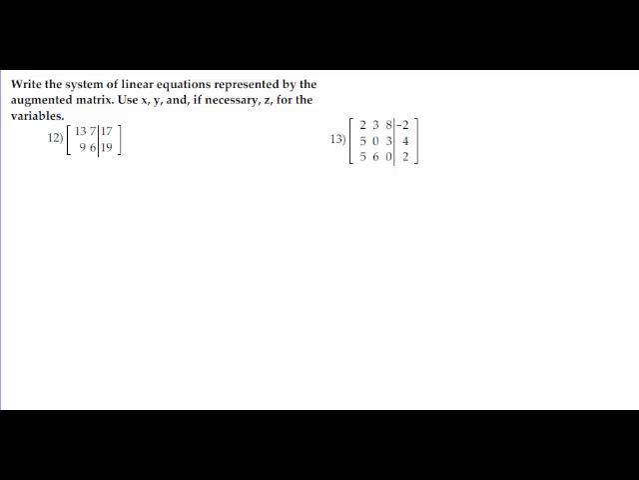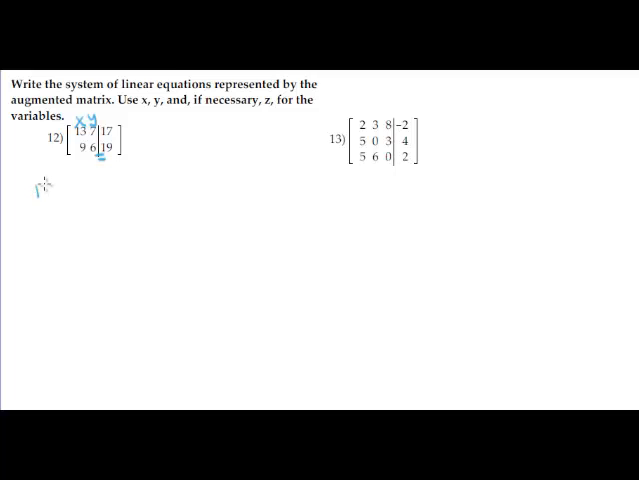Alright, on 12 and 13, our instructions say write the system of linear equations represented by the augmented matrix. And I think it's helpful for you to know that these two are supposed to be easy questions to help you in your grade, because we're just taking these two matrices and writing them with x and y if it's a 2 by 2 like 12, x, y, and z if it's a 3 by 3 like 13. So you have to remember that when we have matrices like this, we have an x column, a y column, and then this line is where we put our equal sign.